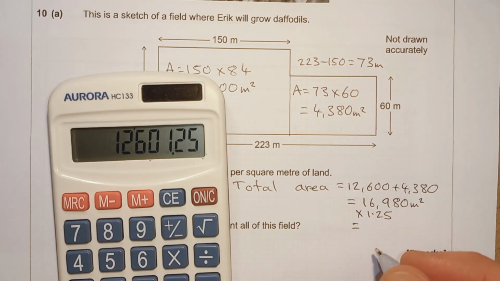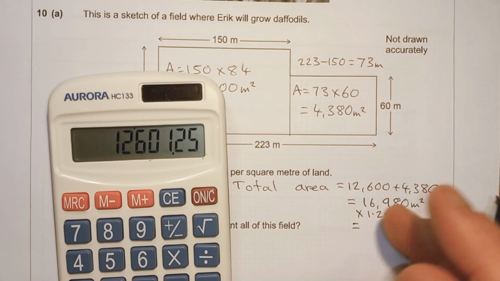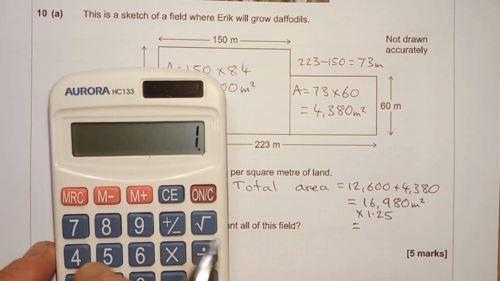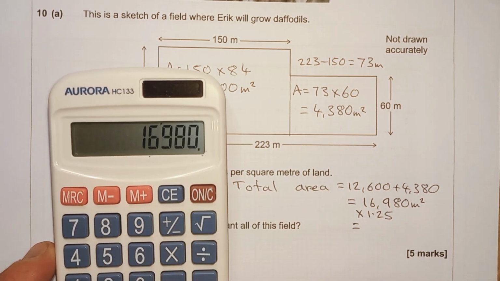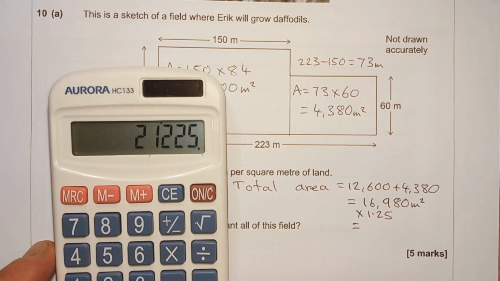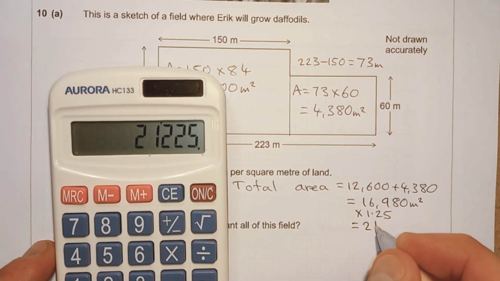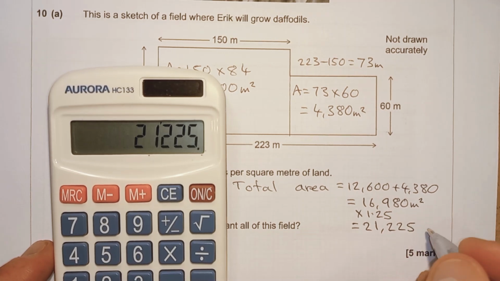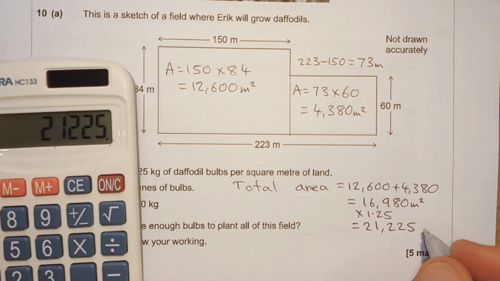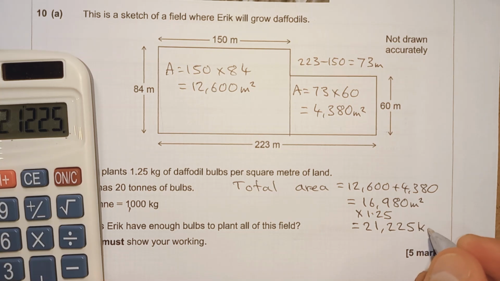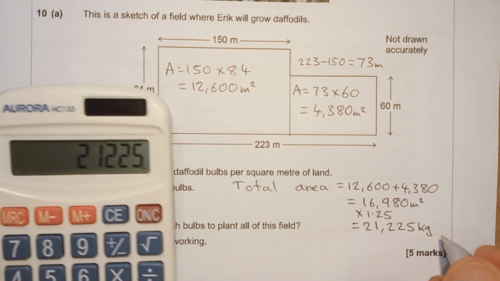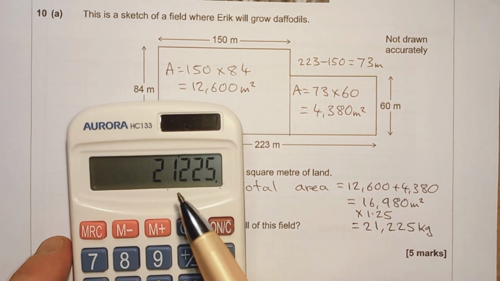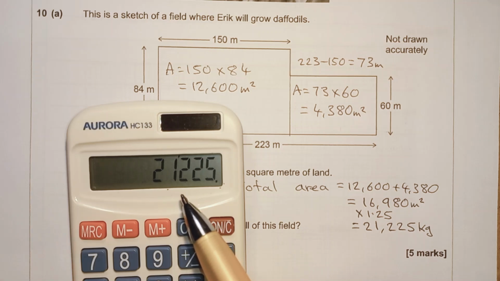So we have got, that doesn't look right. What did I do? I didn't do something right. We have 16,980 meters squared. Multiply it by 1.25. Yeah, that looks better. I'm not sure what I typed in. 21,225, and that is going to be kilograms of bulbs.